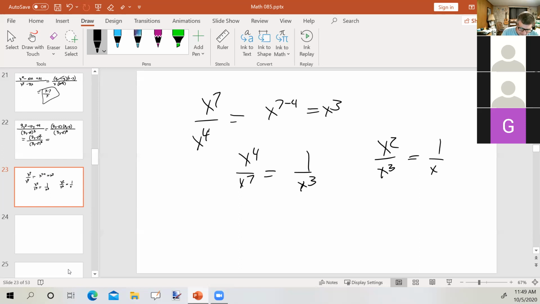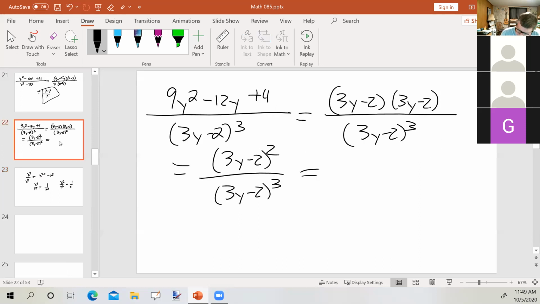Okay with that? Yes. So what's this going to be? It's going to be 1 over 3y minus 2, because you've got 2 of them divided by 3 of them. So you're going to have 1 of them downstairs. All righty? Yeah.